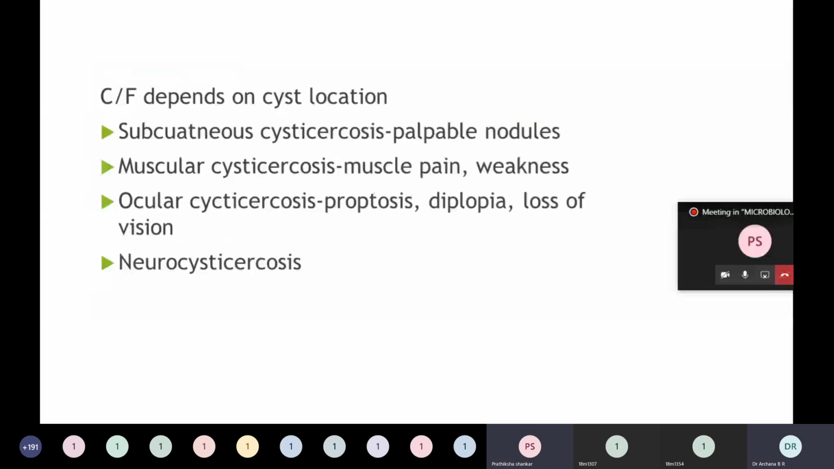Clinical features mainly depend on the cyst location. In subcutaneous cysticercosis, it causes palpable nodules. In muscular cysticercosis, it causes muscle pain and weakness. In ocular cysticercosis, it causes proptosis, diplopia and loss of vision. And in the brain, it causes neurocysticercosis.